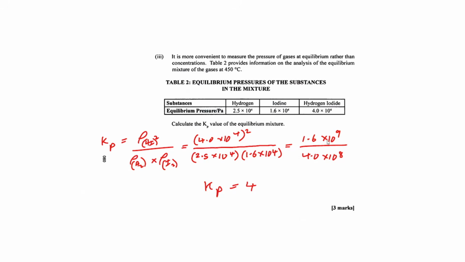You get 1.6 times 10 to the 9. Then you plug in for hydrogen 2.5 times 10 to the 4. For iodine, you plug in 1.6 times 10 to the 4, and you multiply, and you get 4.0 times 10 to the 8. Then you do your division, and your partial pressure ends up to be 4. Now, there are no units written for the partial pressure here because the partial pressures would cancel out each other. 2 units above would cancel 2 units below. And so we have no units, and that is for 3 marks.